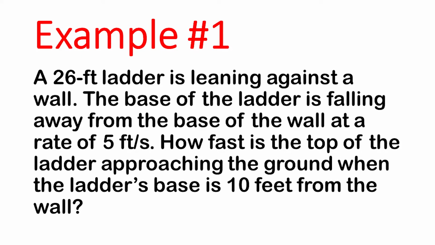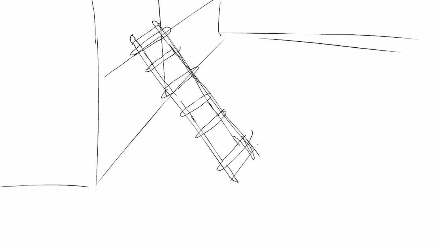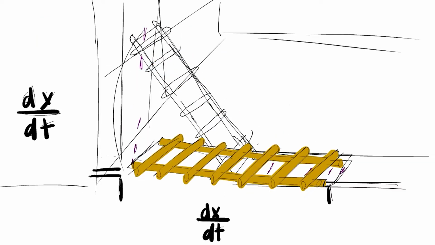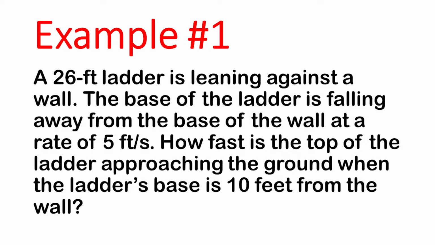So I just want to read the problem, and it says a 26-foot ladder is leaning against a wall. The base of the ladder is falling away from the base of the wall at a rate of 5 meters per second. How fast is the top of the ladder approaching the ground when the ladder's base is 10 feet from the wall? So I just want to kind of make a sketch of this situation.